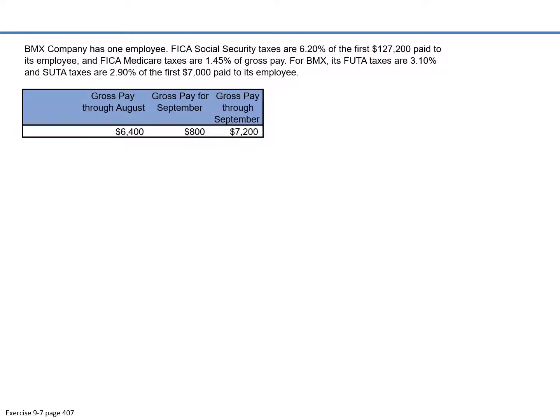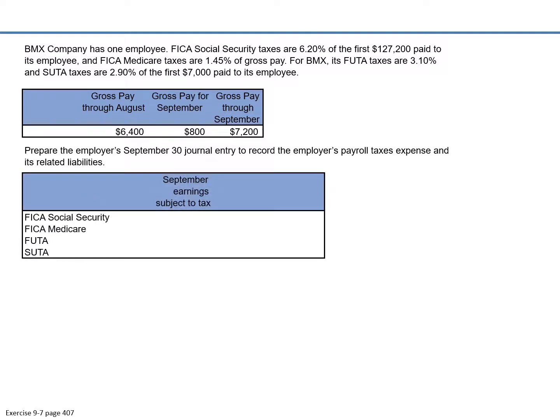Okay, exercise 9-7. All right, so in this example, it's the same numbers from the problem two problems ago, the one that we did together before you did one on your own. The only difference here is they want us to prepare the employer's payroll tax journal entry, where the one before was just the employee side. And so on the employee side, you don't record the FUTA and the SUTA because that's an employer-only paid tax. And so let's look at how we would prepare the employer side.